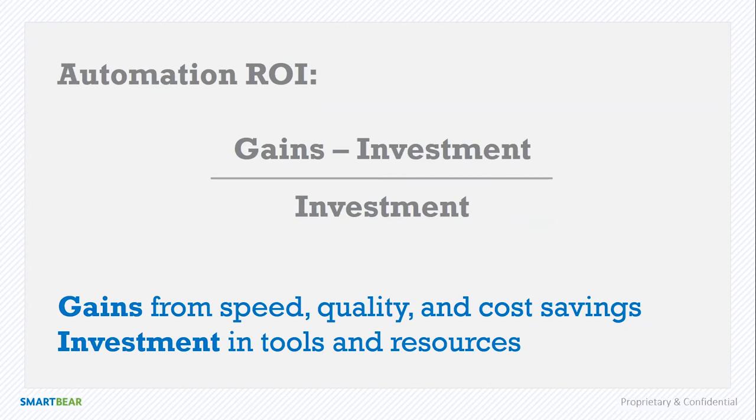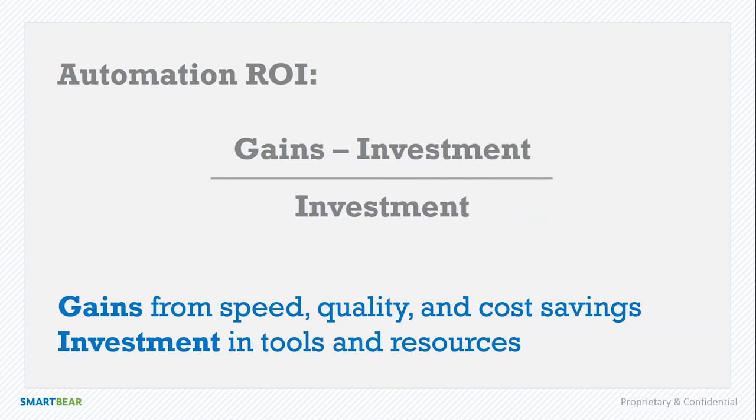And the return on investment, or ROI, for automated testing evaluates its performance by dividing the net benefit from gains that we see in speed, quality, and cost savings by the net investment your team makes in tools and resources. So one of the questions that was mentioned early is, what are the metrics that really define the gains and the investment? And that's exactly what we are going to go through.